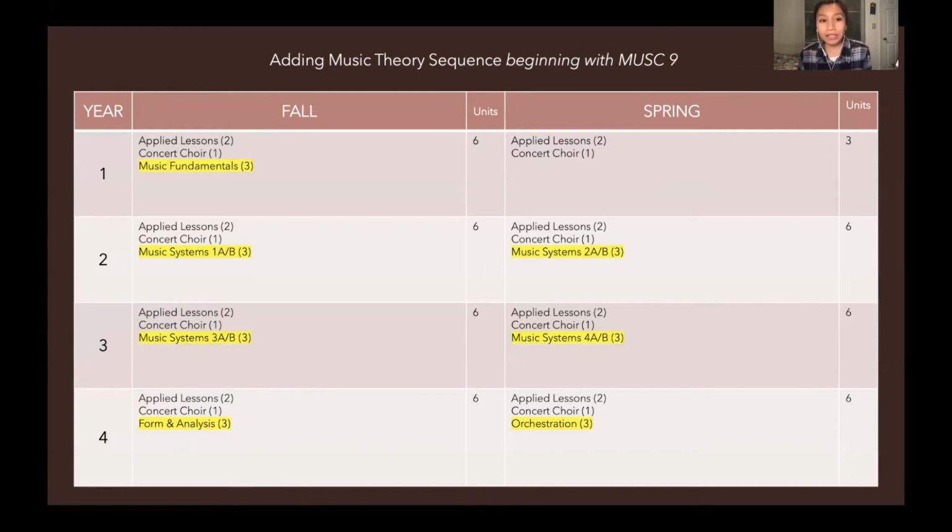If it were the case that you needed to start with music fundamentals, you can still do the same thing, but you can see that the music systems classes have just been shifted down. In this case, you are using your 3rd year for those classes. Going forward in this guide, I'm going to be using the plan that starts with music systems 1A and B because that's what I used when I was making my own 4-year plan.